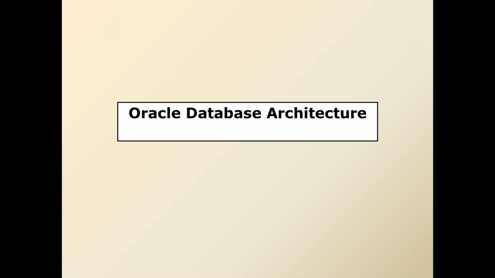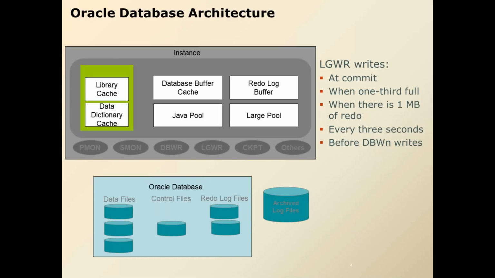So before I proceed, one thing is Oracle database architecture. I want to discuss Oracle database architecture. Golden Gate is a product which allows you to replicate the data from one side to the other.